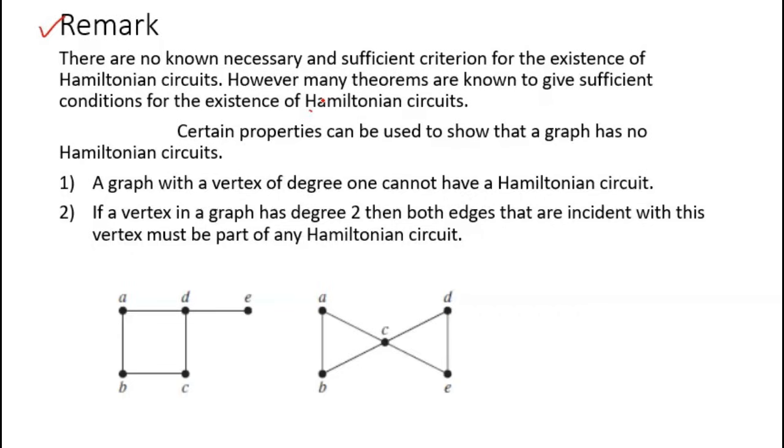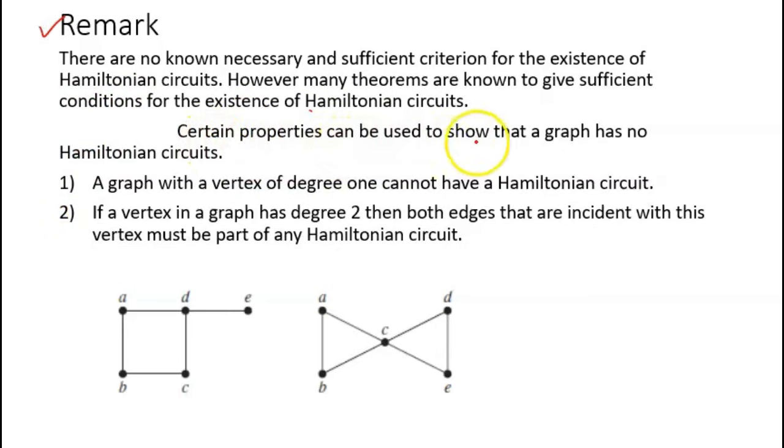Like we have seen earlier, we had a necessary and sufficient condition for the existence of an Euler path and Euler circuit, but in the case of a Hamiltonian path or circuit, we don't have a necessary and sufficient condition. So what are these two results which help us to decide whether a Hamiltonian circuit exists or not? So look at this.